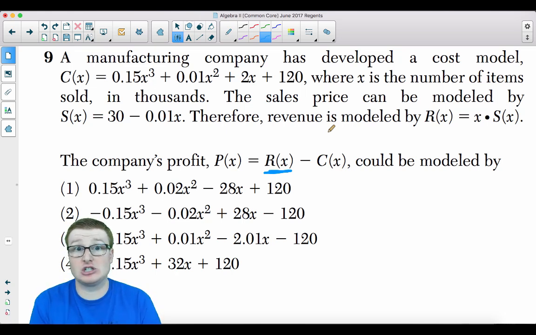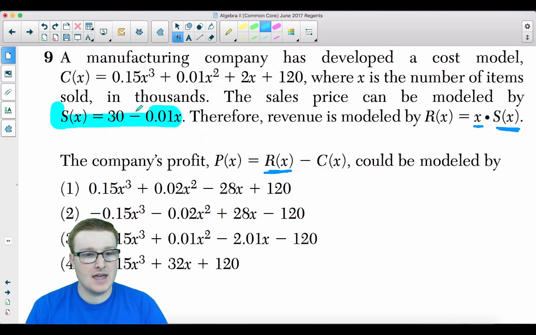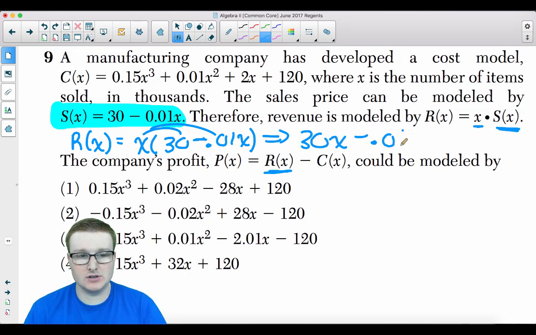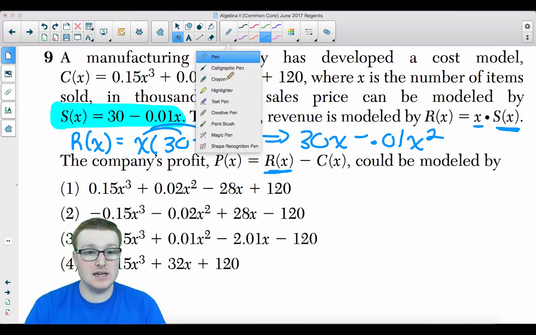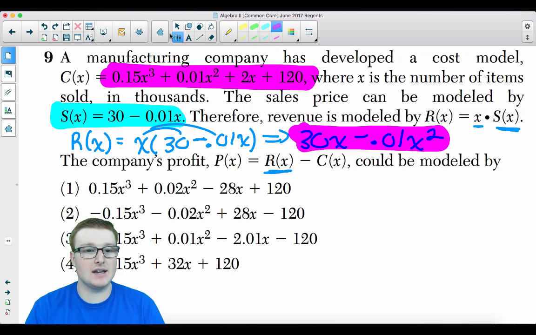All right, in this case, they're manufacturing something. So the revenue function, it's x times S of x. So we're going to take S of x and we're going to multiply it by x. Okay, so the revenue function, R of x, is just going to be x times this minus 0.01x. Now when we distribute that x, we got 30x minus 0.01x squared. Okay? So we're going to take this function, and we're going to subtract this from it. Okay? So it's revenue minus cost. So let's go ahead and do that.